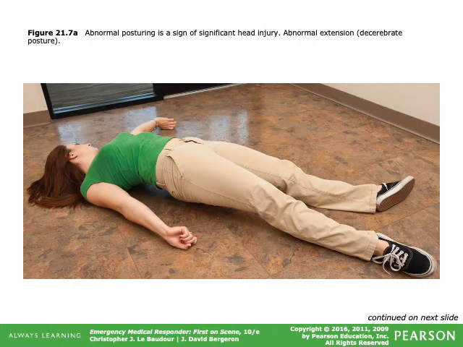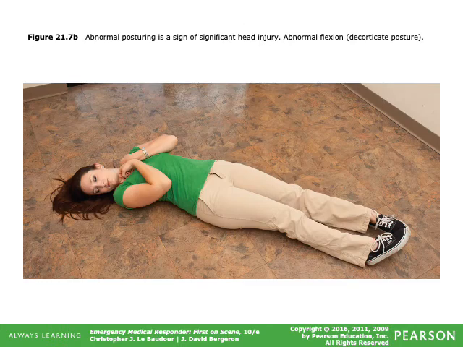Abnormal posturing is a sign of significant head injury. Abnormal extension, which is decerebrate posture: you see everything's kind of going away from the body. This is abnormal posturing, decorticate posturing. You see how our arms and legs are rotated inward towards the spine. If you think of decorticate, I know it's spelled differently, but decorticate is towards the core. That's just a good way to remember this.